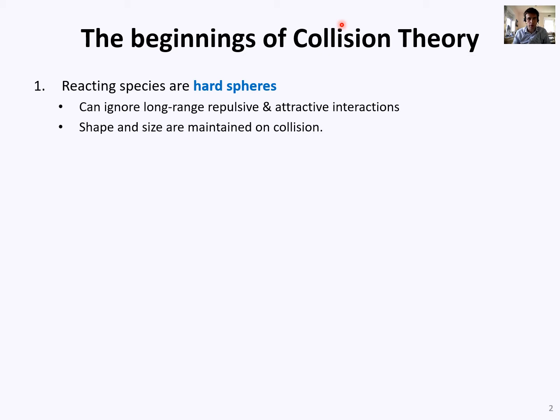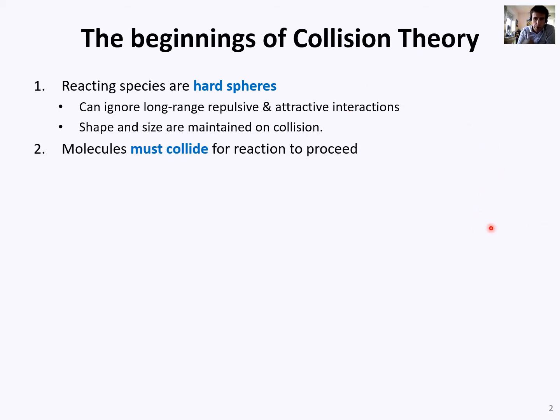Of course, if you have two hard spheres banging together or colliding, then the shape and the size are maintained, because that's basically what happens when there's an infinite potential energy when they try to get closer than their outer radii. Okay, so that's the first key point.